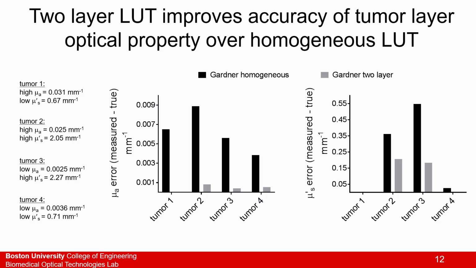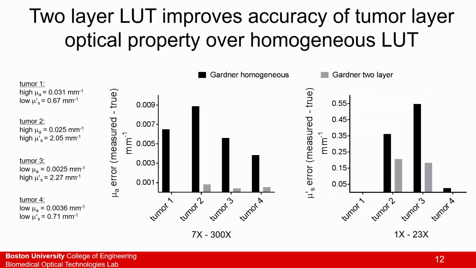So on the left you have mu A error in the tumor layer, on the right you have mu S prime error for all tumors. The error is defined as measured optical property minus true optical property. The error for Gardner 2 layer is always less than Gardner homogeneous for all cases, and for some cases the values are so low that it doesn't show up in the figure here.